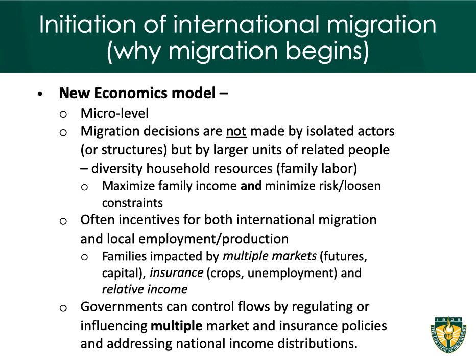From this perspective, families often find incentives for both international migration and local employment or production, such as farming. And they divide the responsibilities amongst various members. So the father and daughter might migrate, while the mother and son stay at home and work on the farm, or vice versa. In addition, the new economics model stresses that families are impacted by multiple markets, not just labor markets. Consider, for example, futures markets.